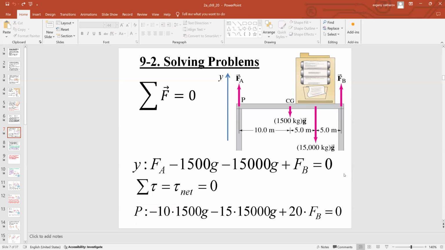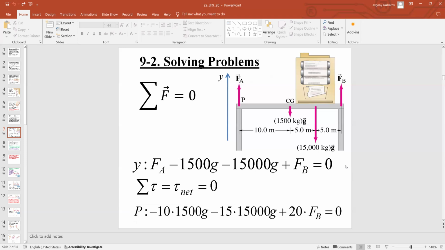That's it. Physics is over. You have a system of two equations, two unknown forces. From the second one, you can solve for F sub B, plug it into the first equation, the balance of forces equation, and solve for the unknown F sub A force. So both forces can be figured out. You can solve for both forces.